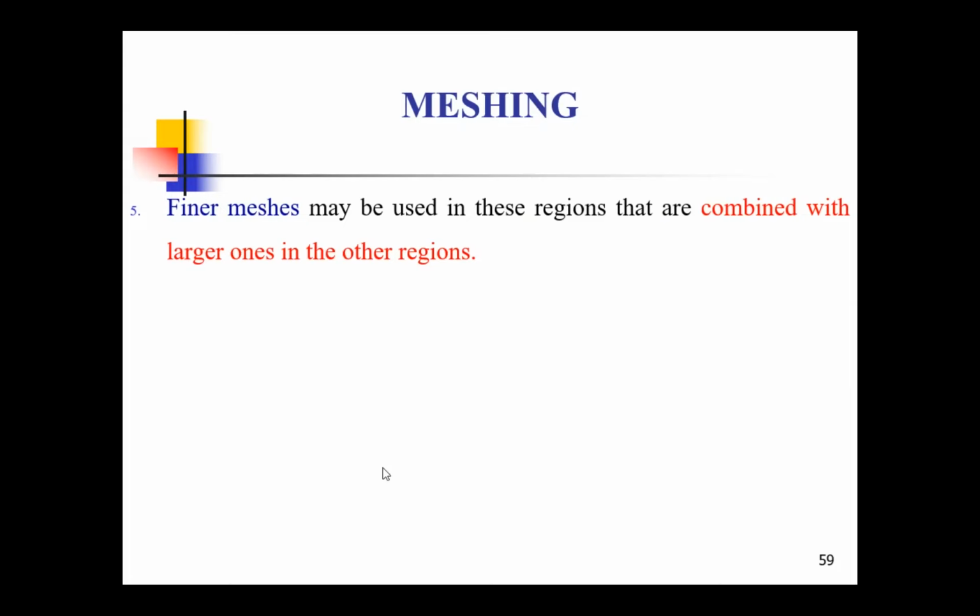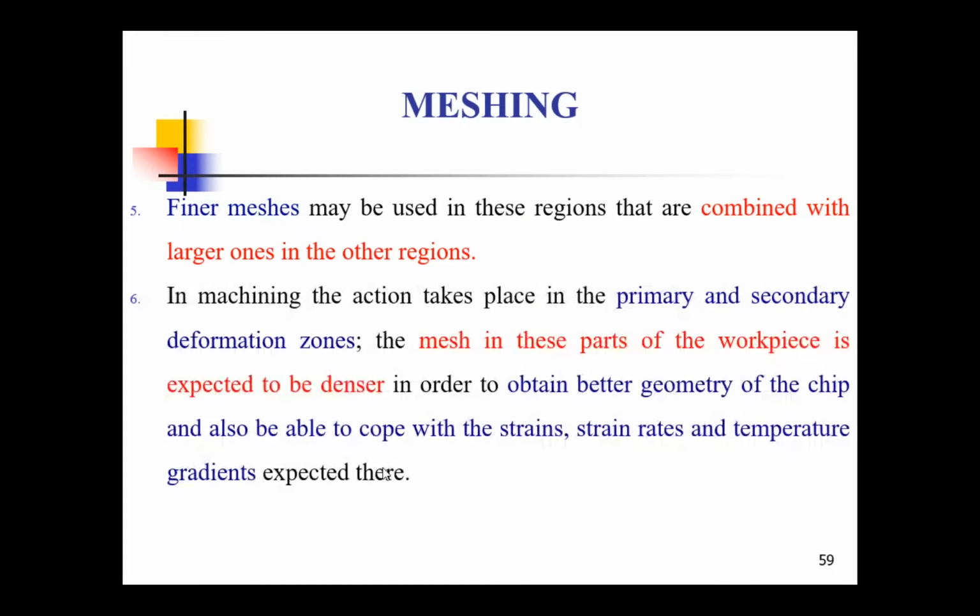So these finer meshes can also be used in these regions, combined with the larger ones in other regions. That's why I said at the interfaces we will have finer meshes, and away from those interfaces we can have the coarser ones that can be merged with each other.